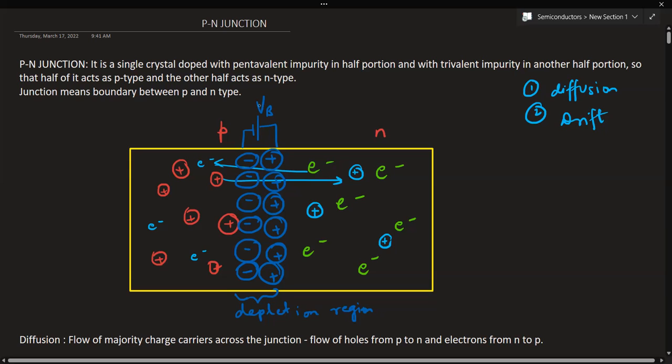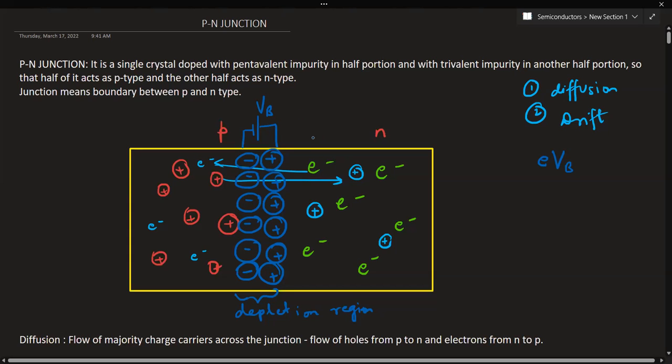Now see, this barrier potential opposes the further diffusion of electrons and holes across the junction. Only those electrons and holes which have energy of at least eV, the electronic charge multiplied by this barrier potential, are able to cross this barrier, and some diffusion takes place. This diffusion of majority charge carriers across the junction gives rise to an electric current from P to N side.